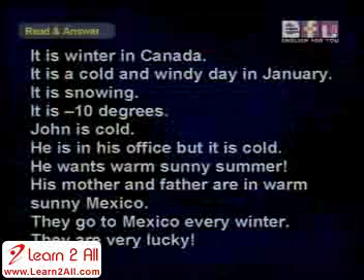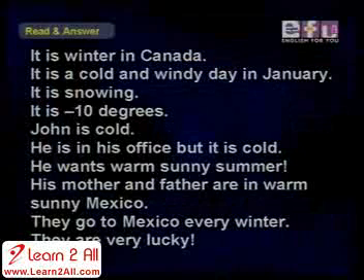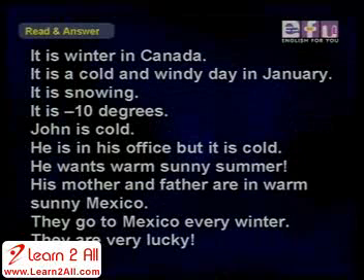Read and answer. It is winter in Canada. It is a cold and windy day in January. It is snowing. It is minus 10 degrees. John is cold. He is in his office, but it is cold. He wants warm, sunny summer. His mother and father are in warm, sunny Mexico. They go to Mexico every winter. They are very lucky.